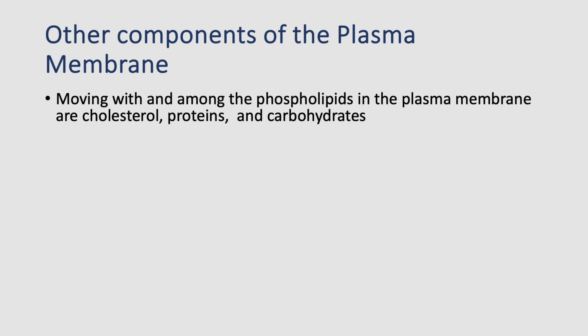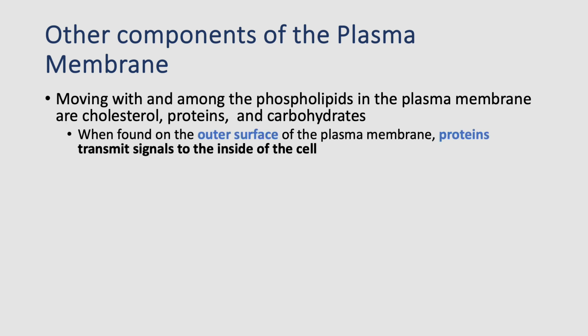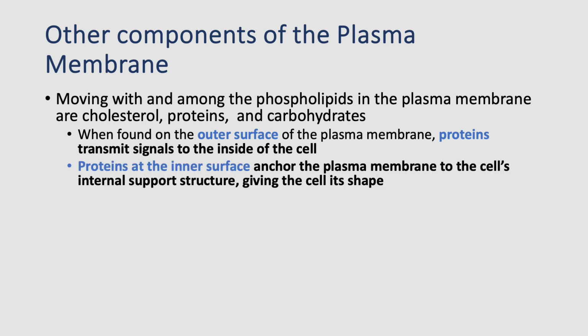Now, we also have a couple other components of the plasma membrane. We have cholesterol, we have proteins, and we even have carbohydrates. When proteins are found on the outer surface of the cell membrane, they are used to transmit signals to the inside of the cell. So if the cell gets damaged or the cell disassociates from another cell close by, these send out signals and communicate with other cells in order to perform some sort of task. Again, these are proteins on the outside surface.